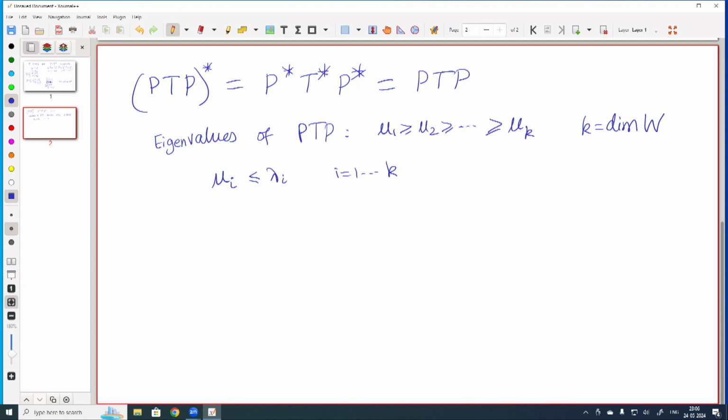Lambda i, of course, there are more eigenvalues.